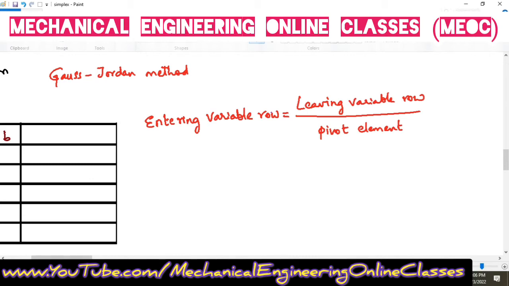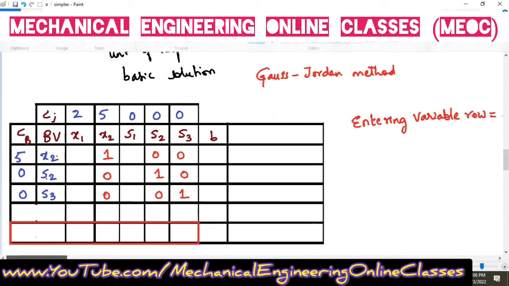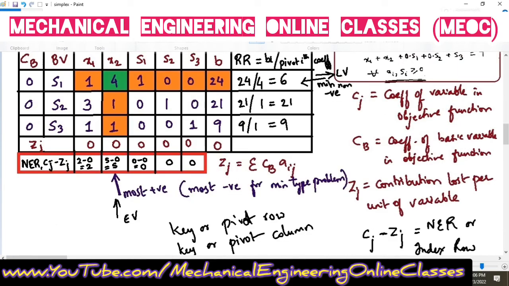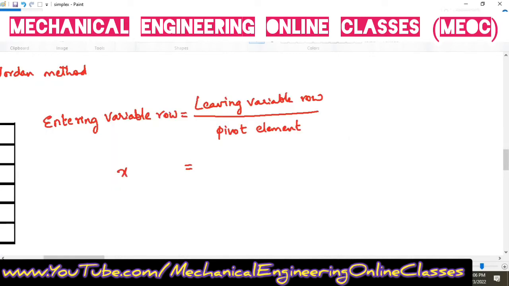What is the leaving variable row? What has left? It is S1. Leaving variable is LV. S1 has left. So S1 elements are 1, 4, 1, 0, 0 and 24. So x2 row is equal to S1 row divided by pivot element, which is 4.